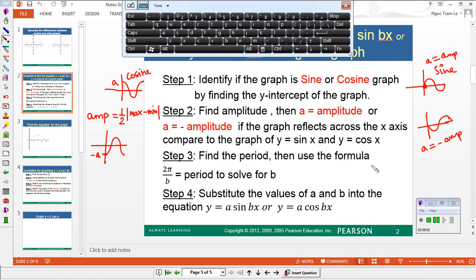Step number 3, you are going to find the period using the formula 2 pi over b equal period, and then you solve for b. Using this formula, substitute the number for your period, and then solve for b. Basically, when you solve for b, you multiply both sides by b, and then divide both sides by the period. I can make a note right here: b equal 2 pi divided by period.